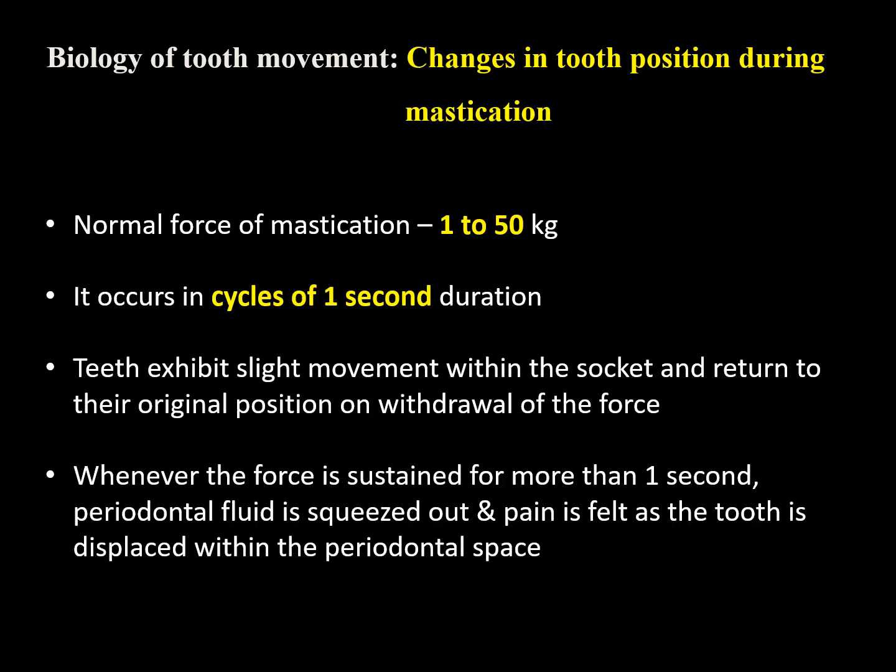So what happens during the changes in tooth position during mastication? As you all know, the normal force of mastication can be anywhere between 1 to 50 kg, and it occurs in cycles of 1 second duration. What happens here is teeth will exhibit slight movement within the socket and return to their original position on withdrawal of the force. So if you were to clench and hold your teeth in that position, the teeth will move slightly within the periodontal space, and when you unclench, the teeth are going to move back into their original positions.